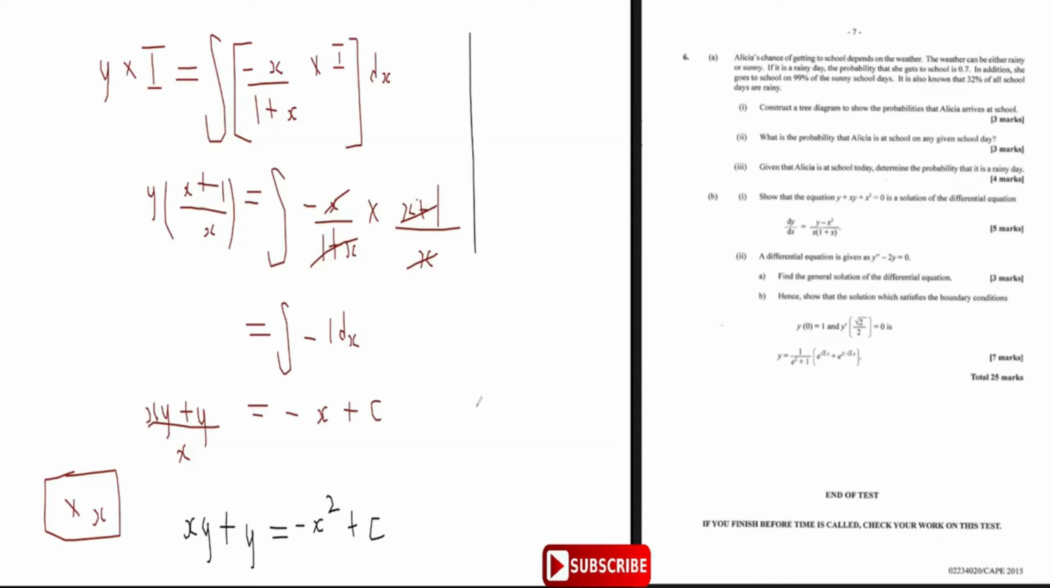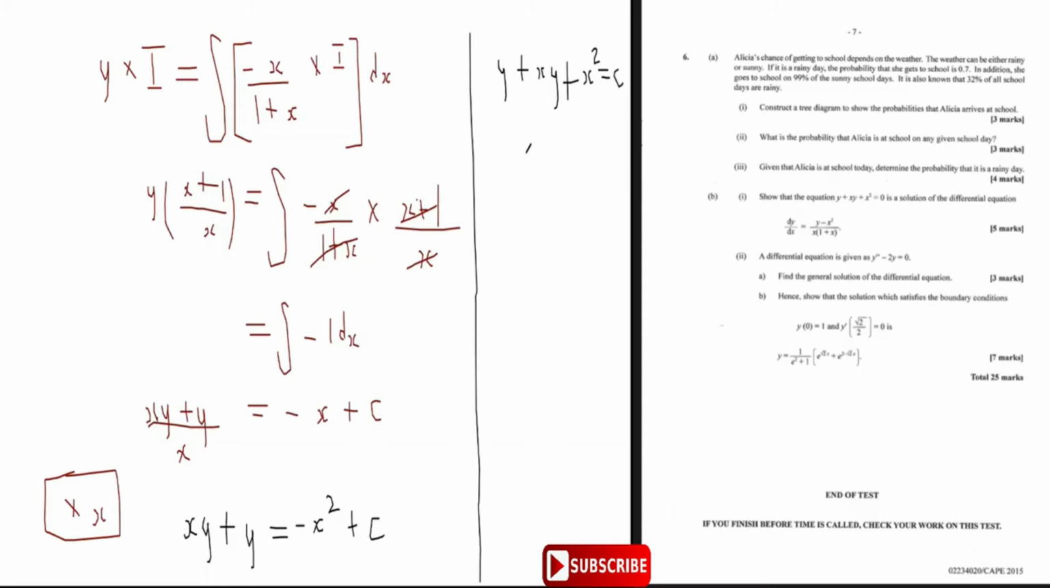Now we're finished, we're done. All you need to do is bring the x squared over to the other side. If we bring x squared to the other side, this becomes y plus xy plus x squared is equal to c.